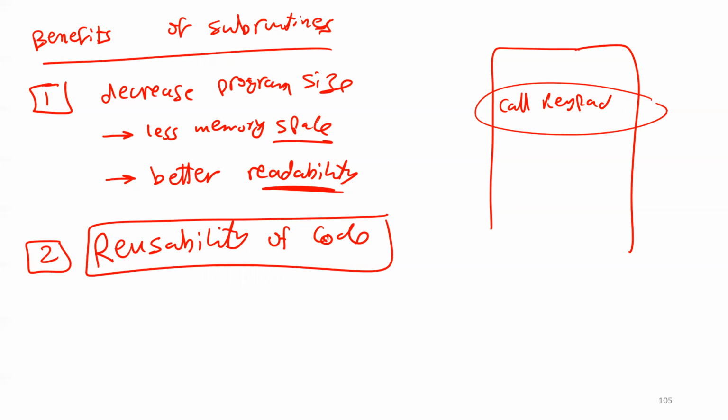You have less code, and also this structure. What do you mean by structure? So when I look at call keypad, I can understand you are calling the subroutine keypad because you want to get a number, and then you are going to use the number after that. So I can understand it easily because it doesn't have too much code.